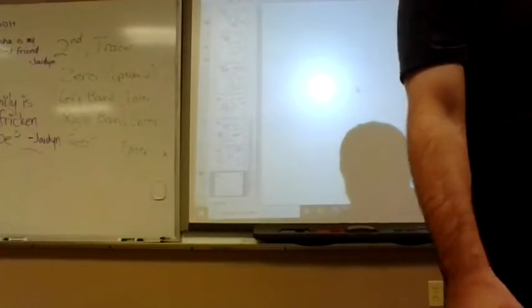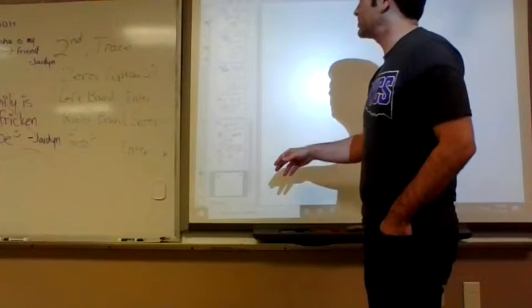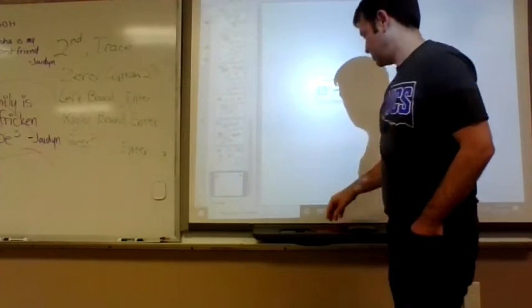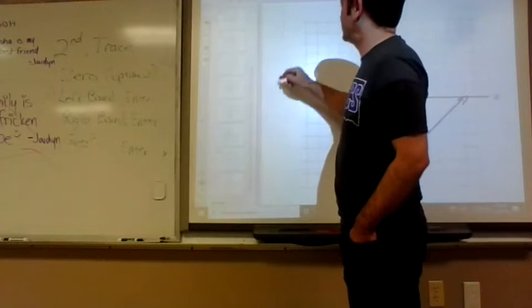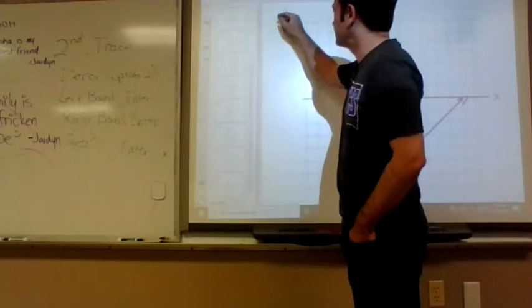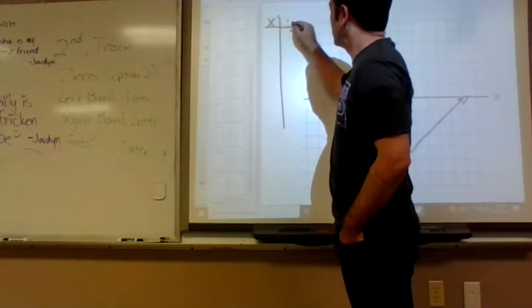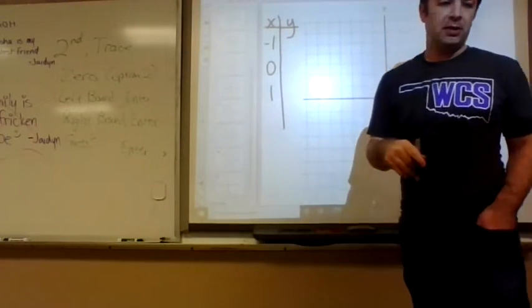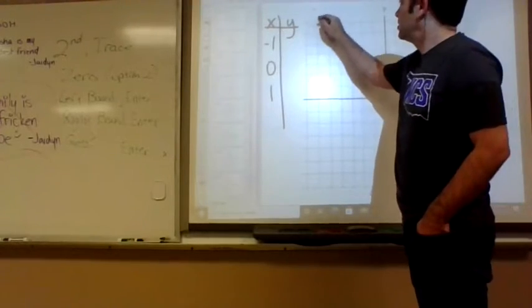So number 1 says make a table of at least 3 ordered pairs. So that's not a lot, right? Let's see. What X values do you guys want to use for number 1? You could use 1, 2, 3 or -1, 0, 1 or whatever. We're doing 3. I lied.